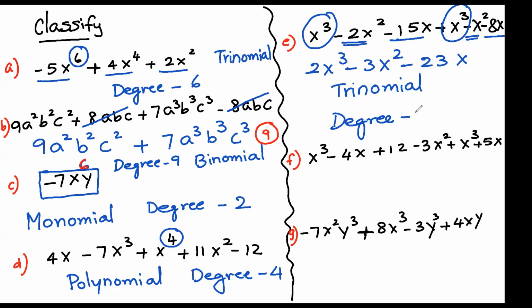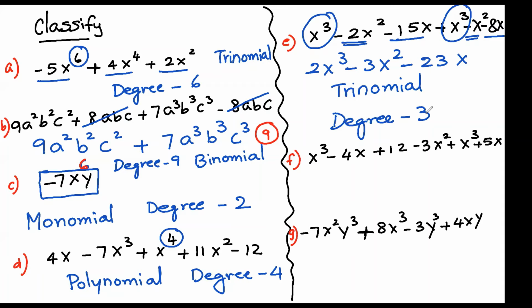Anybody? Is it 3? 3. The degree of this polynomial is 3. It's a 3rd degree trinomial. When they ask for the name of this polynomial, it is a 3rd degree trinomial. That's what you should say. Okay? You will sound very smart.